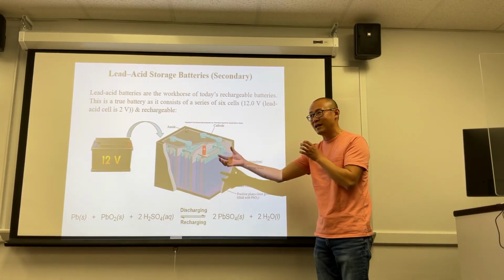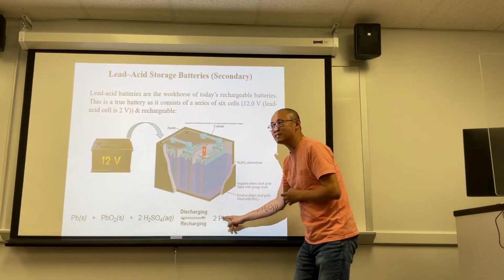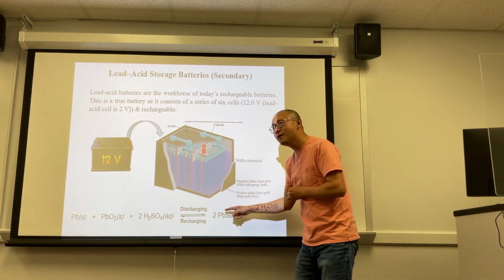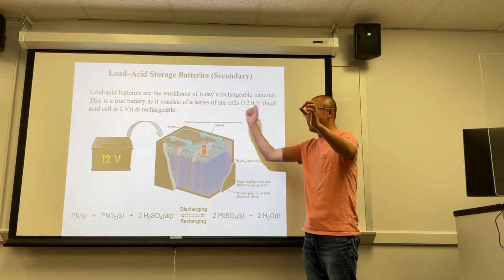So you're transferring how many electrons? 2 electrons. This one loses electrons and becomes positive 2. This one, positive 4, gains 2 electrons to become positive 2. They both become the same thing, right? 0 and 4 becomes what?